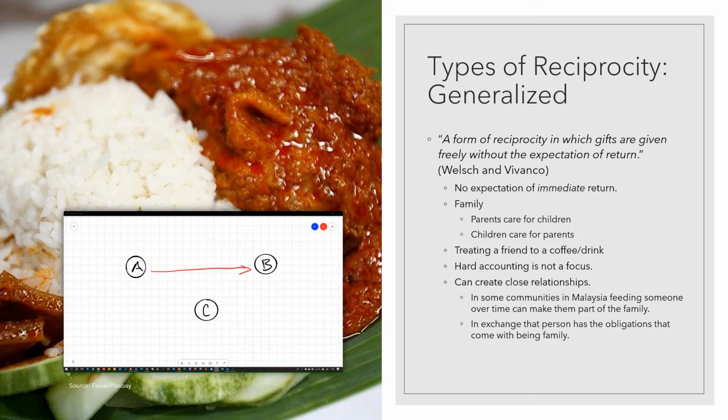Treating a friend for a coffee, right? If you go out and your friend doesn't have any money, you buy them a coffee, you expect they will do the same thing for you at some point. You're not going to call in the favor, you just do it for them because you know they'll do it for you. These kinds of reciprocal relationship exchanges cause people to form relationships, oftentimes very close ones. There are some communities in Malaysia, we'll talk about this a little bit when we talk about kinship, where feeding someone over time can make them a part of your family.